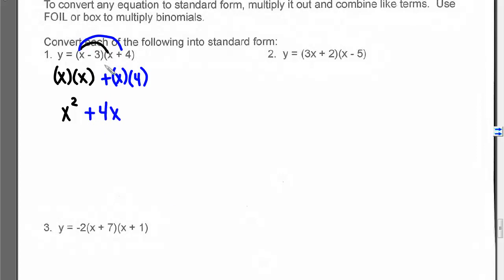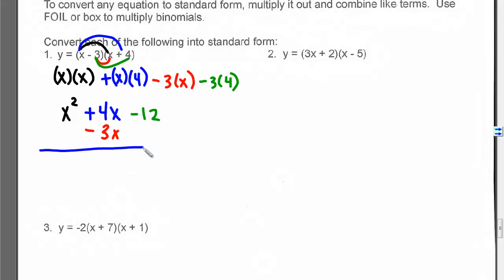Now let's multiply the inner terms together. Negative 3 times x is negative 3x. And the last term is negative 3 times 4, which is negative 12. Let's combine the like terms. x squared plus x minus 12. So y is equal to x squared plus x minus 12.